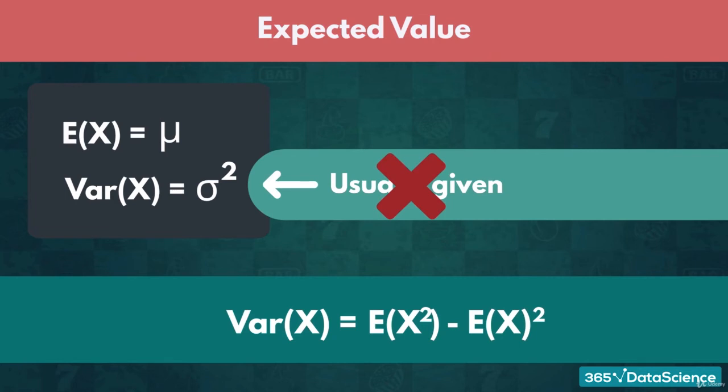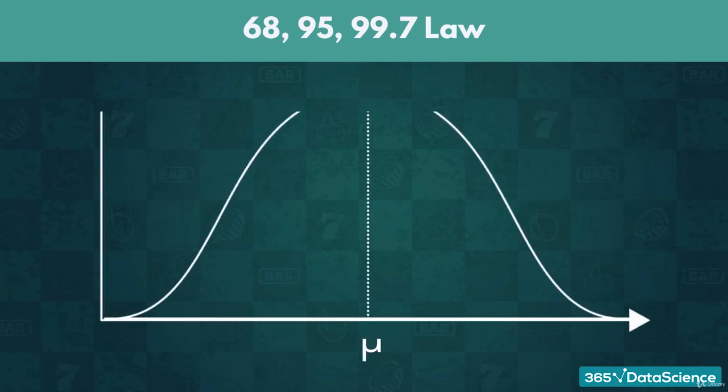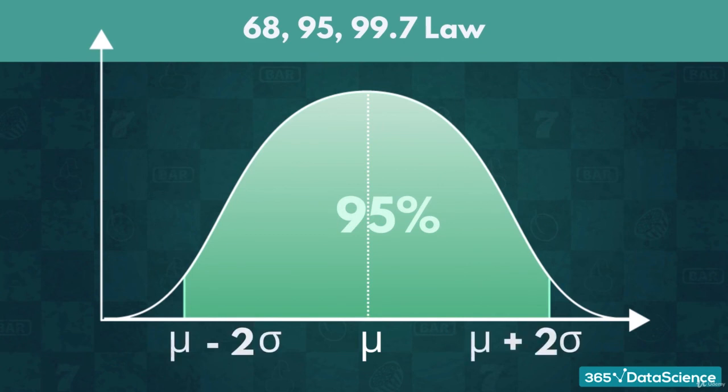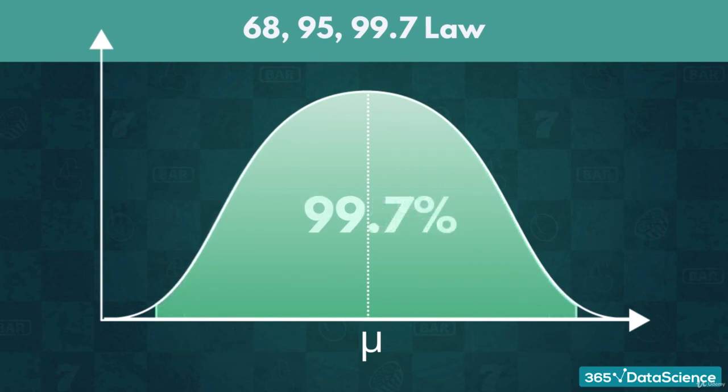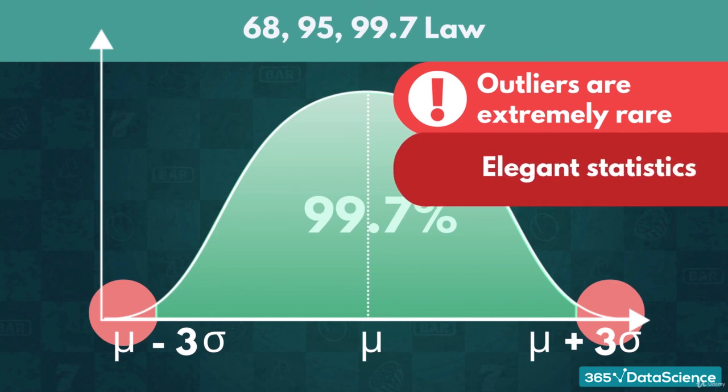Another peculiarity of the normal distribution is the 68-95-99.7 law. This law suggests that for any normally distributed event, 68% of all outcomes fall within one standard deviation away from the mean. 95% fall within 2 standard deviations, and 99.7% within 3. The last part really emphasizes the fact that outliers are extremely rare in normal distributions. It also suggests how much we know about a dataset if we only have the information that it is normally distributed.